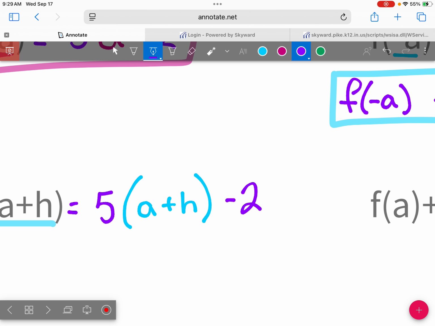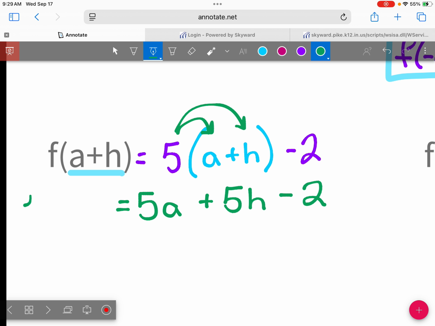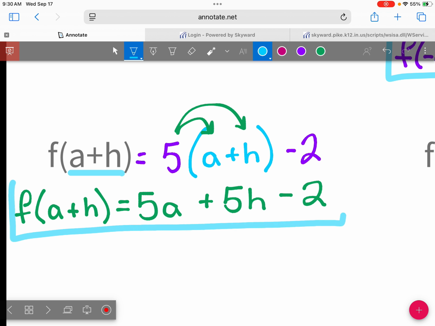What can I do here to simplify it? Distribute the 5. So I need to distribute this 5 to the A and to the H. So we're going to have our 5A plus 5H minus 2. Is there anything else I can simplify on that? Nope. That's our answer there.